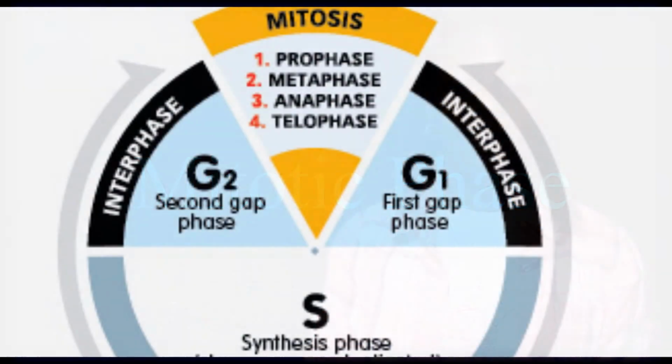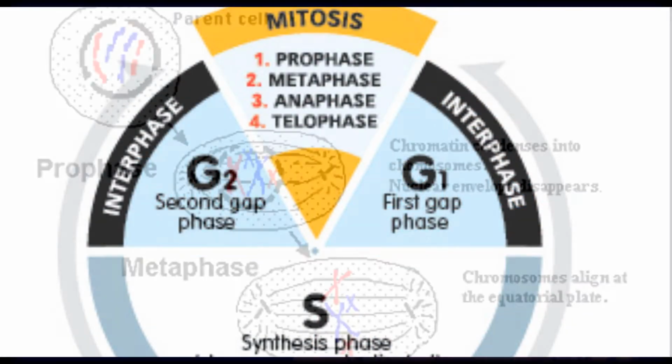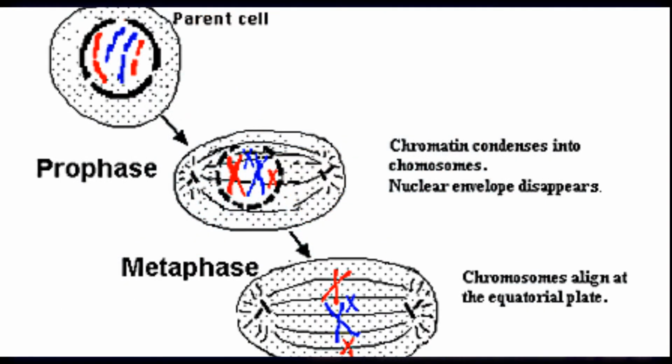The second phase in the cell cycle is called the mitotic phase. The first stage in the mitotic phase is called mitosis, which is where the cell begins to split apart in four parts. The four parts are prophase, which is when the cell's nucleus dissolves and the centrosomes form.